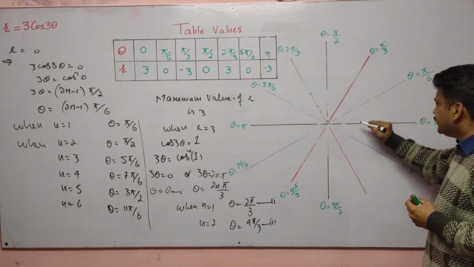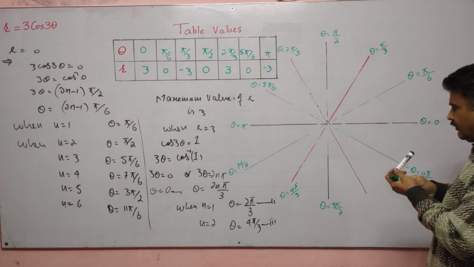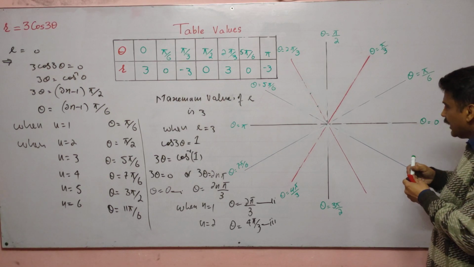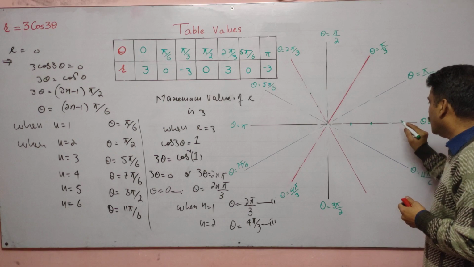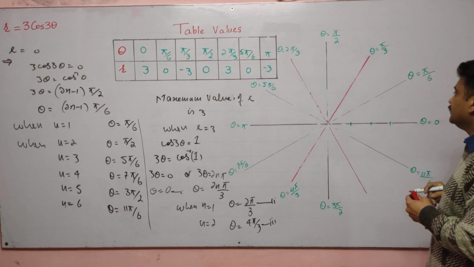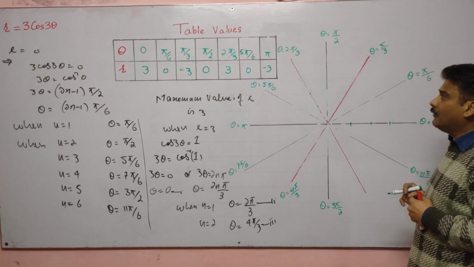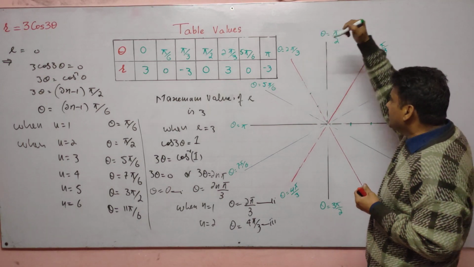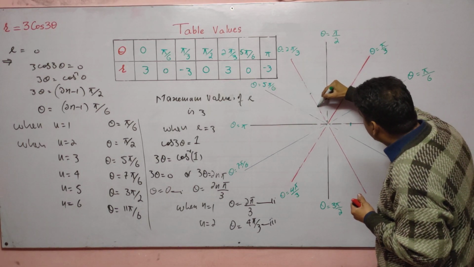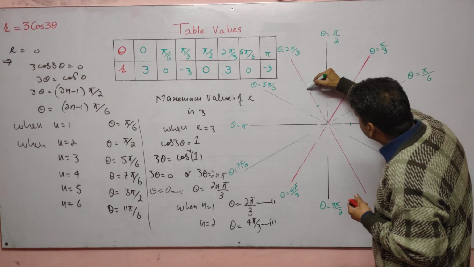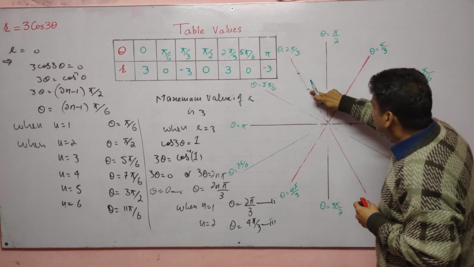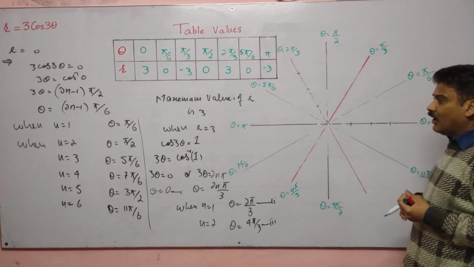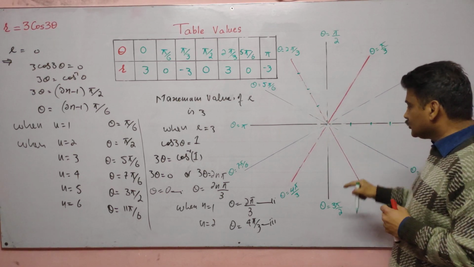For example, we take r equal to 1, r equal to 2, r equal to 3. Similarly, the second loop will form on the line theta is equal to 2 pi by 3. We will take r is 1, r is 2, and r is 3. The third loop of the curve will form on the line theta is equal to 4 pi by 3.